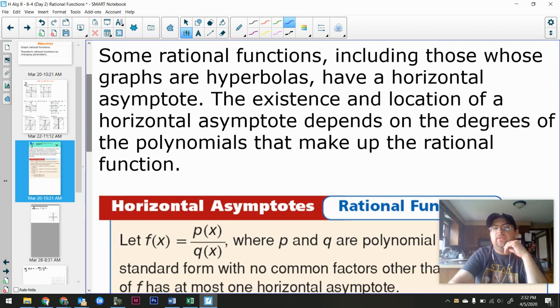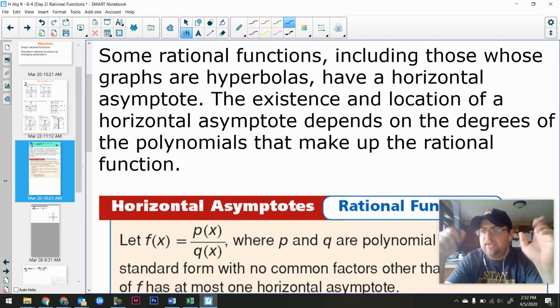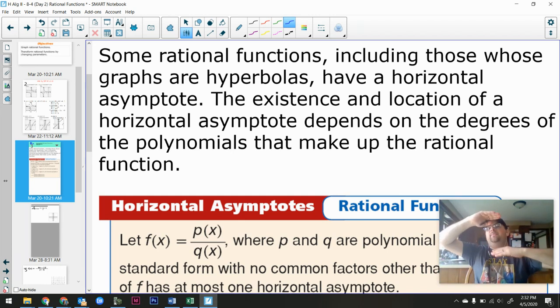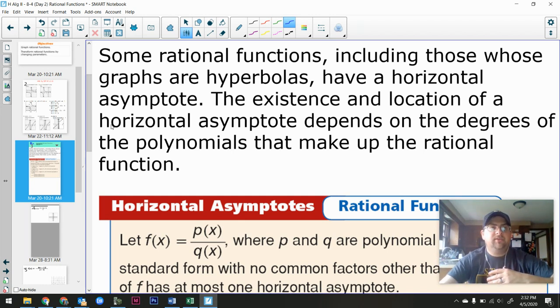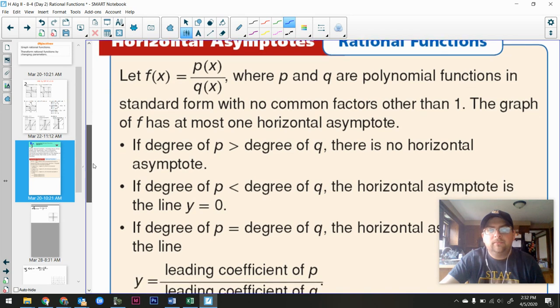Some rational functions, including those whose graphs are hyperbolas, have a horizontal asymptote. So the existence and the location depend on the degrees of the polynomial that make up the rational function. So we're looking at the degrees of each polynomial. So we've got p of x on top, and I'll scroll down here so you can see all of it.